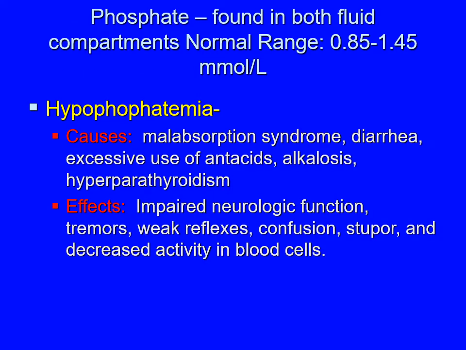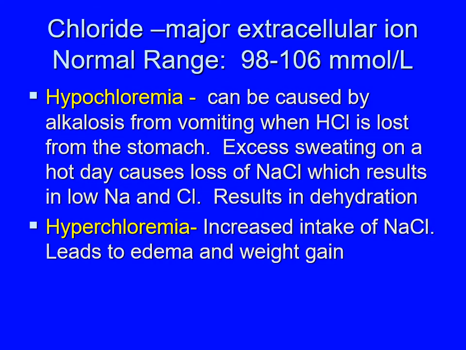So phosphate. If you don't have enough phosphate, usually it's something to do with malabsorption, losing it through diarrhea, excessive use of antacids, alkalosis, hyperparathyroidism, and the effects are impaired neurological function, tremors, weak reflexes, confusion, stupor, and decreased activity in blood cells.